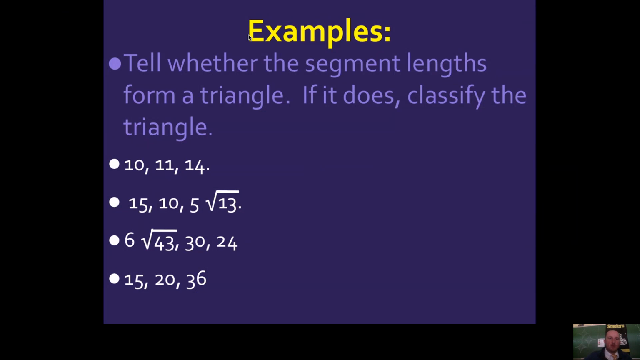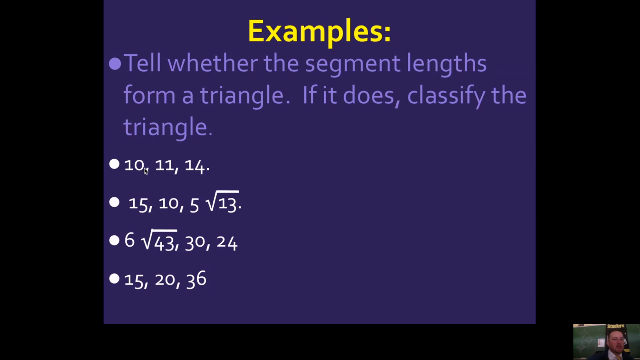This is section 7.2 on the converse of the Pythagorean theorem. They give you three lengths. We're going to decide if those lengths make a triangle, and if it does, to classify the triangle. So it's just like the ones we did before. If it's a triangle, decide if it's right, acute, or obtuse.